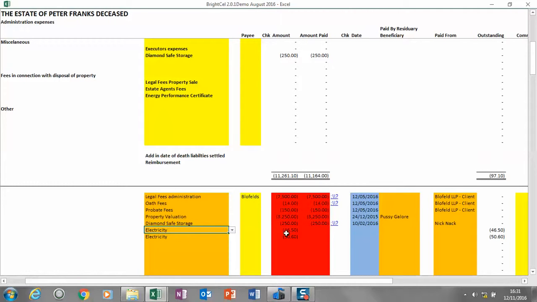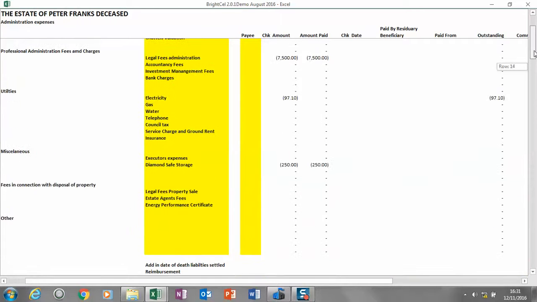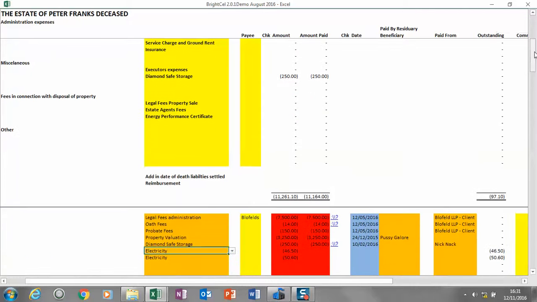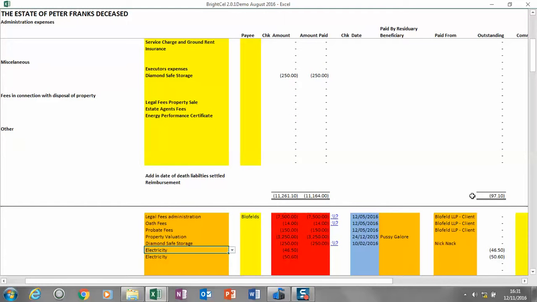And I put in two amounts that came in post-death, £46.50 and £50.60. So those are showing as outstanding. And if we have a look up here, they're the only liabilities post-death that are outstanding. And we have them together. They've been added up. Electricity, £97.10. And if we look down at the bottom here, that's the total of our outstanding administration expenses, £97.10. Now obviously we've got some pre-death electricity to add to that as well, but for now that's the position post-death.